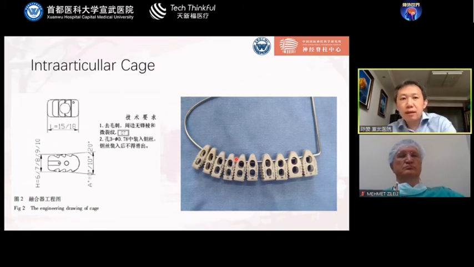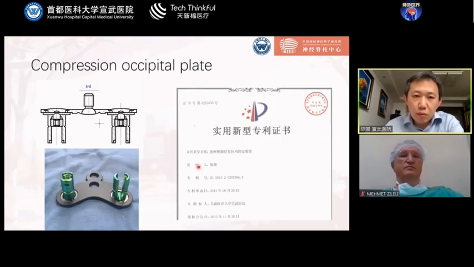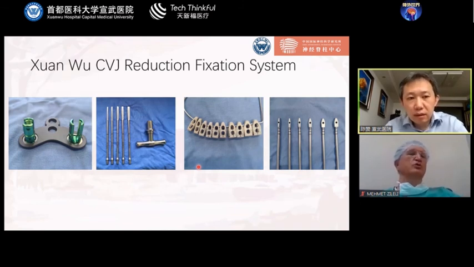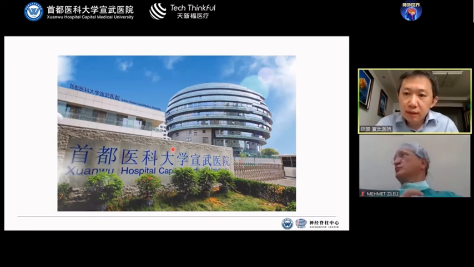I also designed a special intraarticular cage for the facet joint, and a kind of compression occipital plate for the cantilever technique. I put these tools together, and we call it the Xuanwu CVG reduction fixation system. Fewer complications. Thank you for your attention.